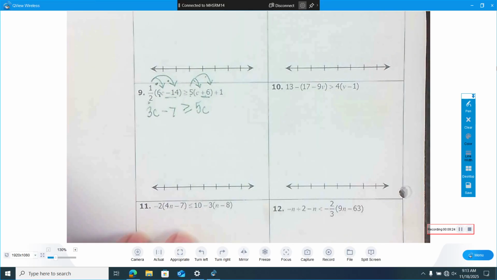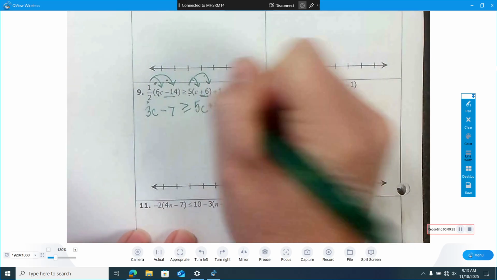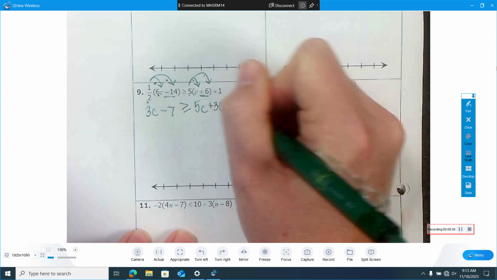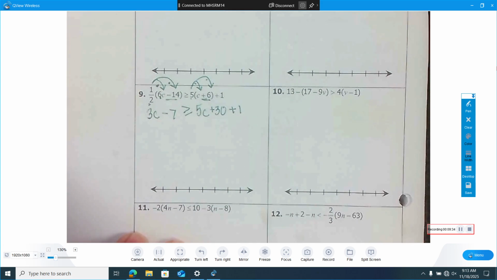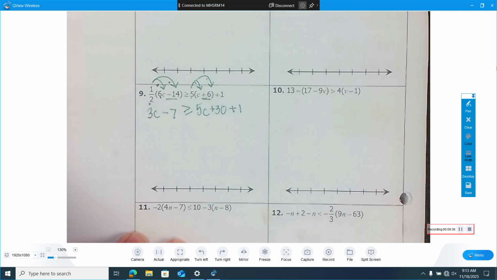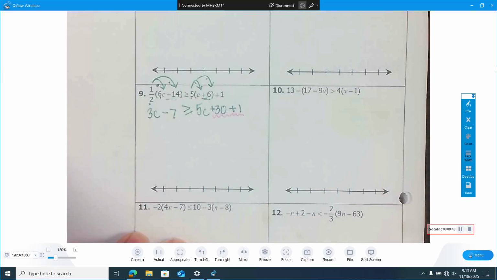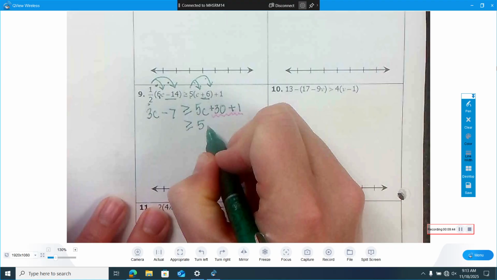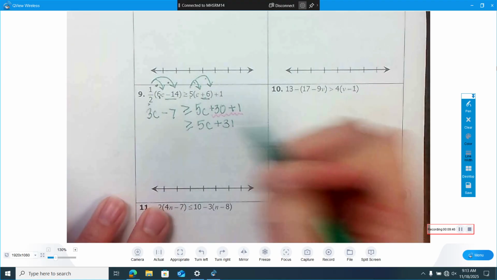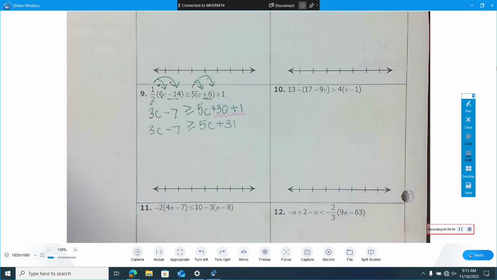5 times 6 is 30. Yes. And don't forget the +1. All right. We need to do a little bit of cleanup. So I'm going to go ahead and clean up my numbers here on the right. We have 30 plus 1. That's going to clean up to be 31 units. 3C minus 7 on the left. Now we got letters, lots and lots of letters.